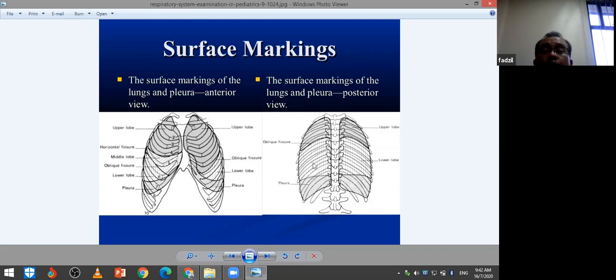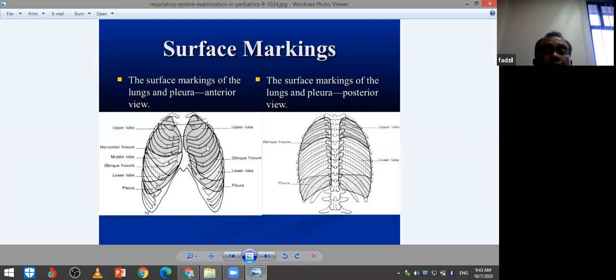And then at the posterior, at the lateral, mainly is upper, a little bit mid and lower, whereas the left side is upper and lower only. At the posterior it is nearly the same: upper, mid and lower on the right, upper and lower only on the left. So it is important to know that when you auscultate, you know which lobe you are auscultating.